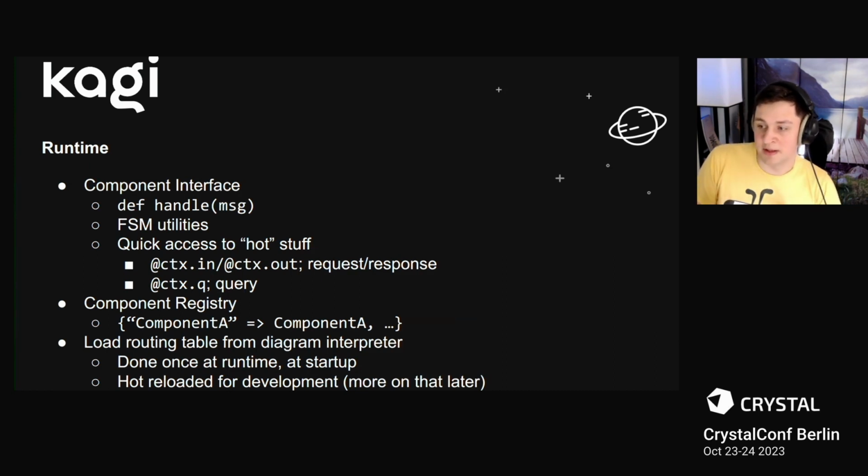All of our components get exported into a registry, which is just a hash map of their name mapped to the corresponding implementation. And finally, we load the routing table from the interpreter once it's startup. But for development, it could also be hot reloaded, which we'll get more into later.